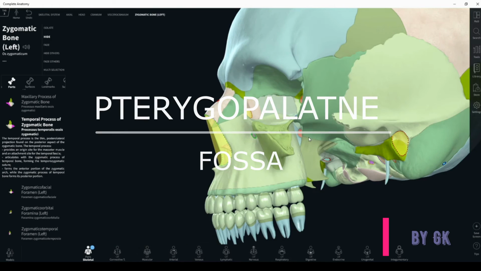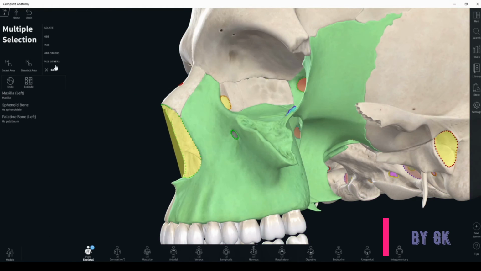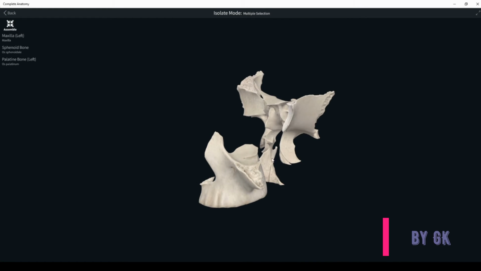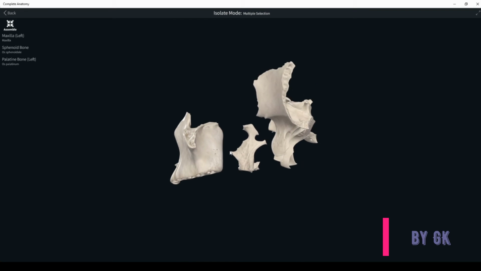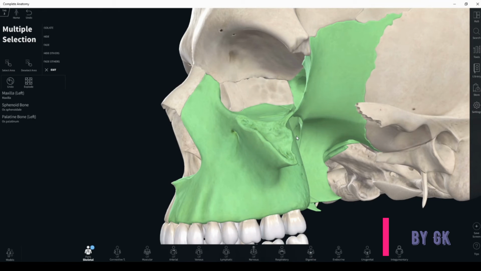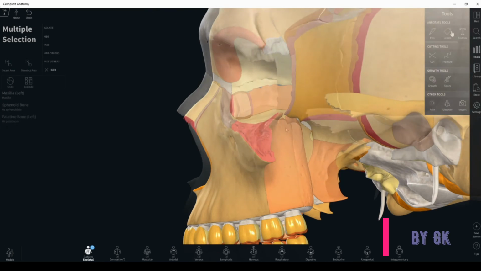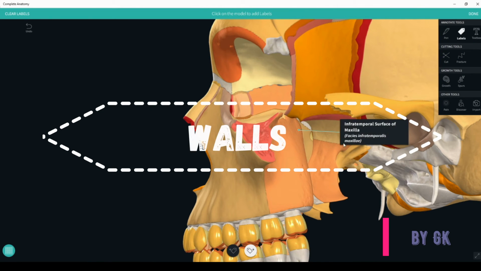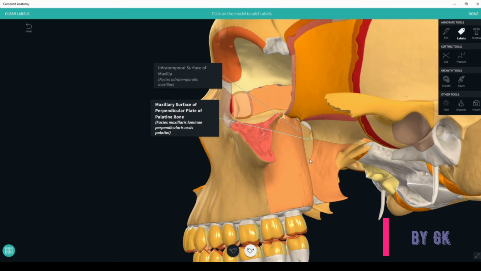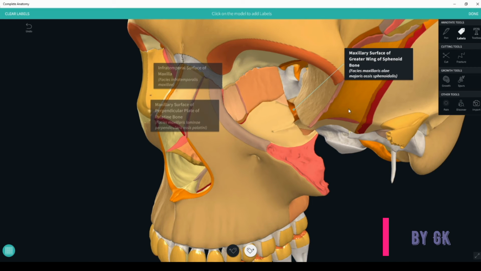The next fossa of the skull is the pterygopalatine fossa, which is located between three bones: the sphenoidal bone, the palatine bone, and the maxilla. All of them fuse together and form a gap structure of pyramidal shape with several communications. The pterygopalatine fossa is formed by the infratemporal surface of the maxilla, the maxillary surface of the perpendicular plate of the palatine bone, and the maxillary surface of the greater wing of the sphenoidal bone.